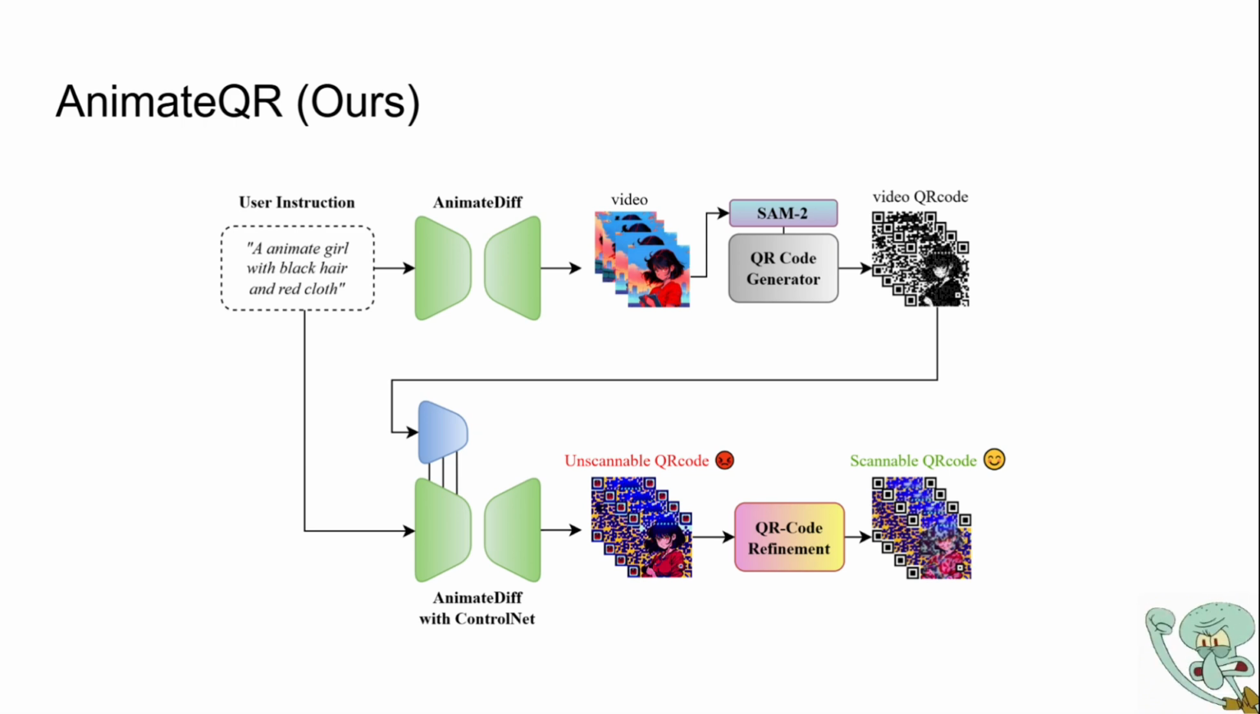With this less constrained QR code video, we feed it into AnimateDiff with ControlNet to generate a stylized QR code video. While this approach improves video quality, the scannability remains poor. To address this, we drew inspiration from existing 2D QR code stylization methods and refined the generated QR code video. Finally, we achieved a result with smoother motion and significantly improved scannability.